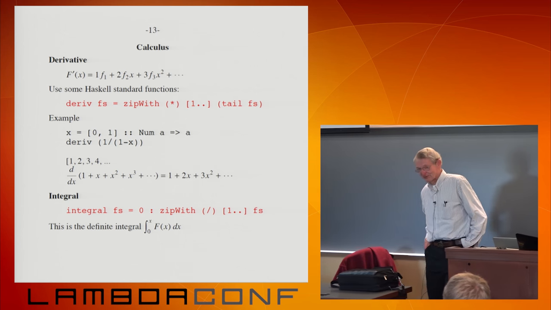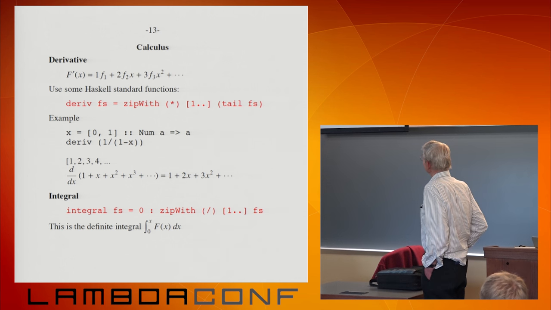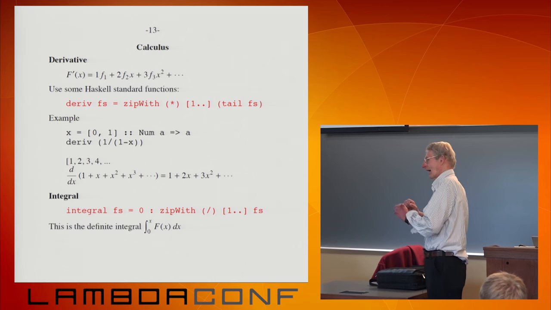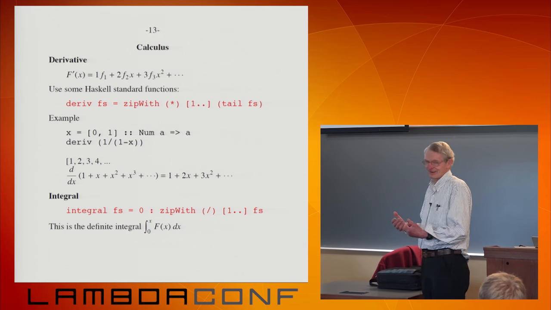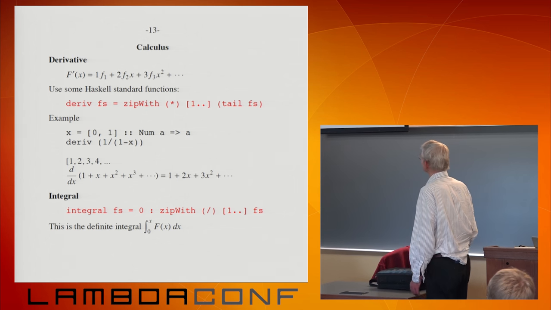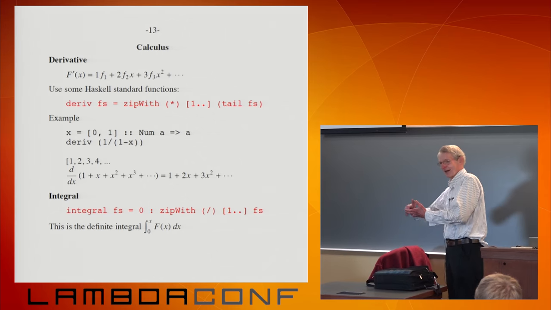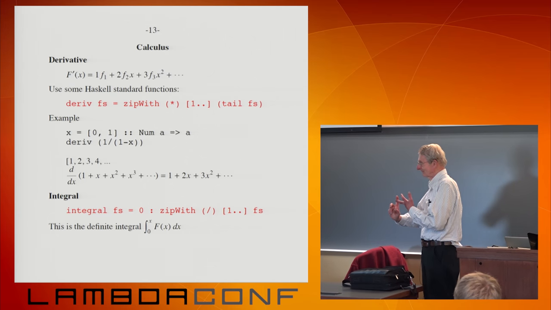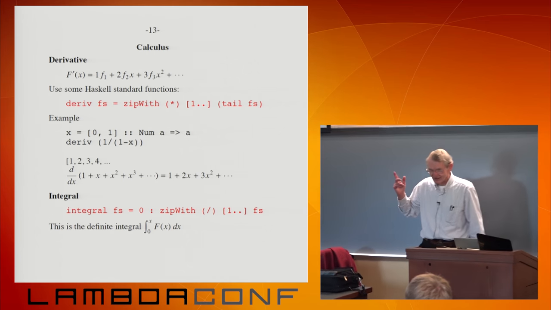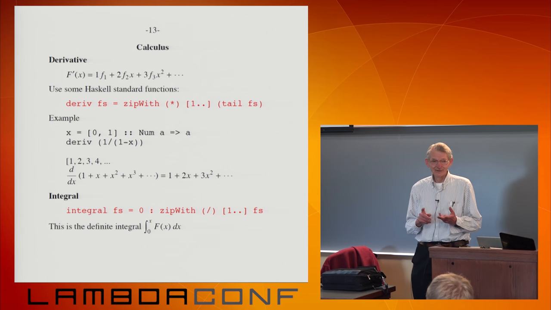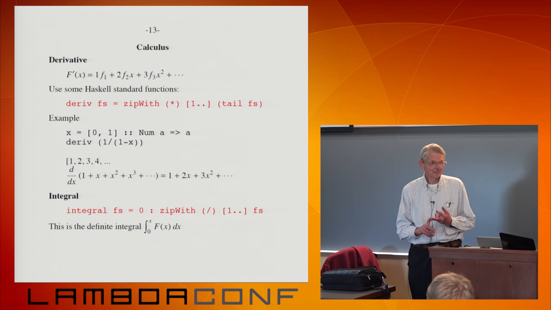Calculus. Derivative is real easy. All you have to do is multiply each term times its index, and shift right one because the constant term has derivative zero. And we happen to have the handy zipWith and the handy enumeration notation in Haskell. Actually, there is a gotcha in this particular line of code if you're really into Haskell. Because we used an enumeration, we get Enum in the type. And that's a contamination.